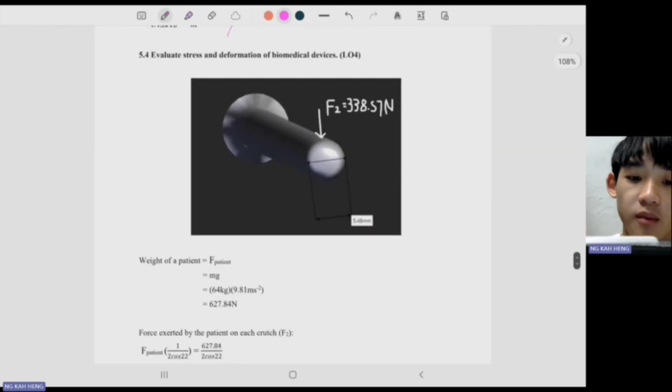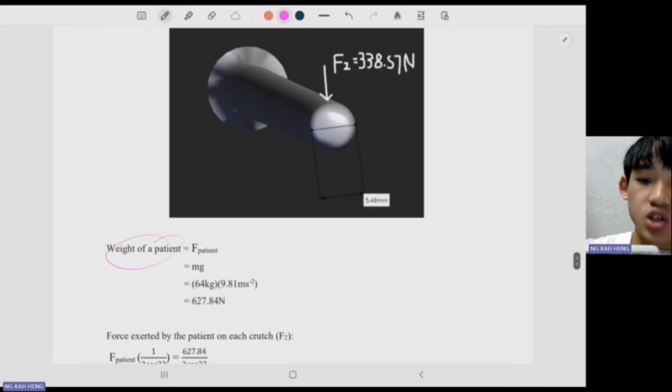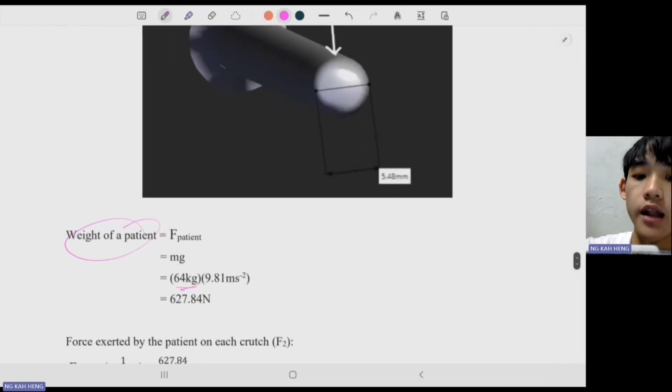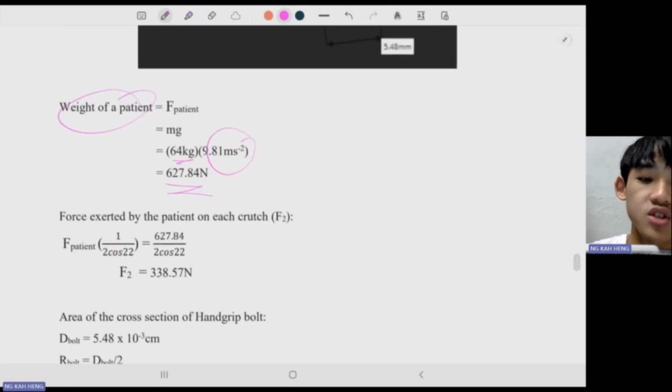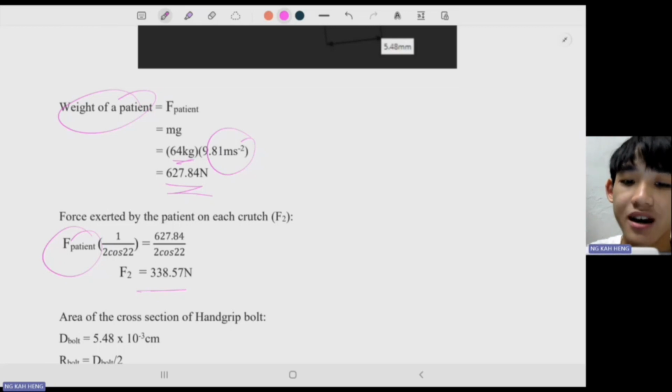And now we go to the stress and deformation. Actually, this one is very easy. We're just using the weight of the patient. In this case we assume that the weight is 64 kg, and we multiply by gravity, so we get 627.84 Newton. The force exerted by the patient on each crutch is the weight of the patient multiplied by 1 over 2 cos 22, which equals 338.57 Newton on each crutch.